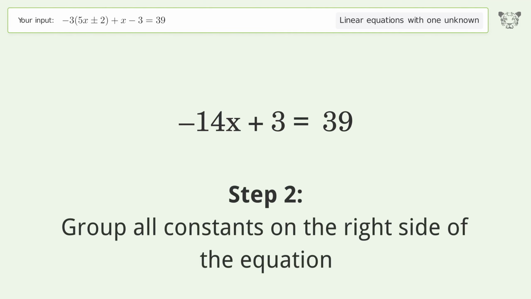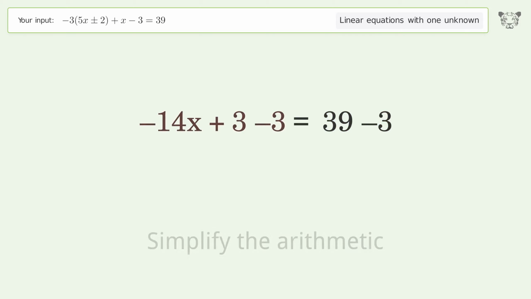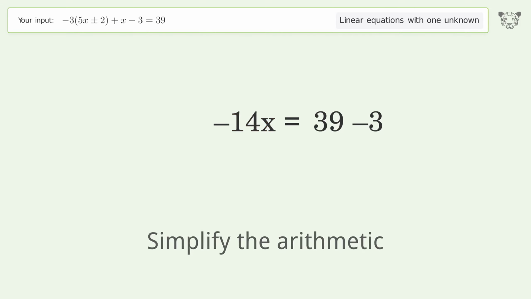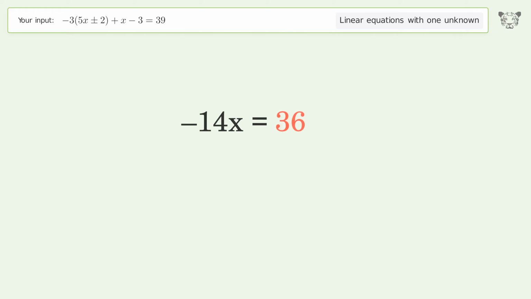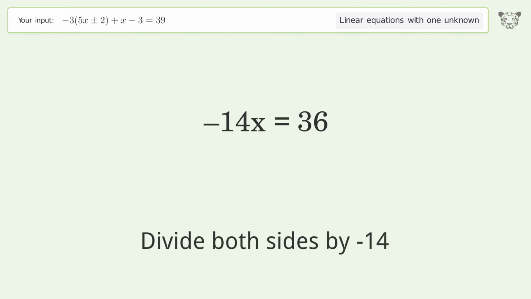Group all constants on the right side of the equation. Subtract 3 from both sides. Simplify the arithmetic. Isolate the x. Divide both sides by -14.